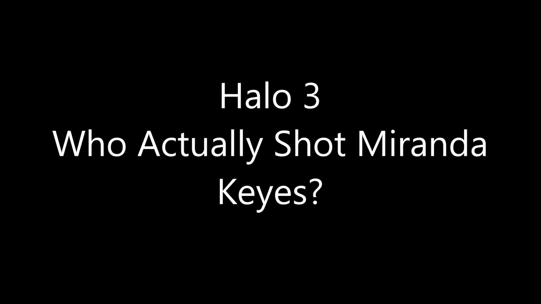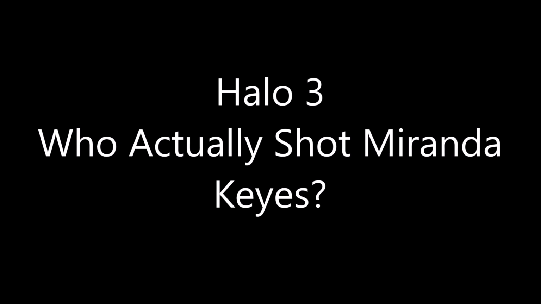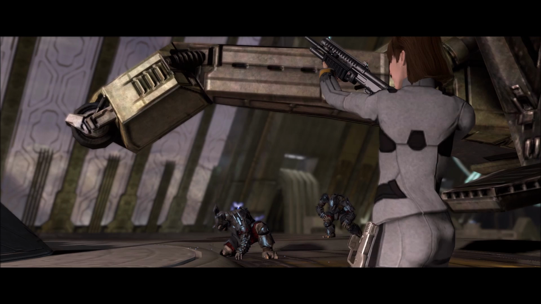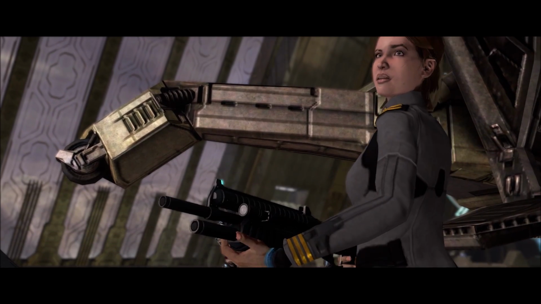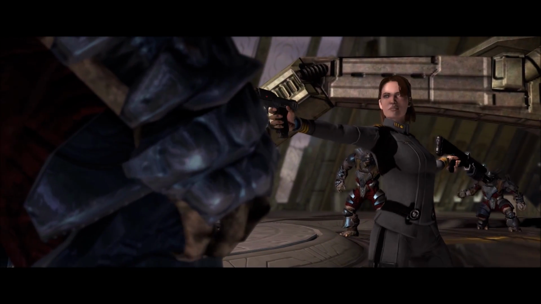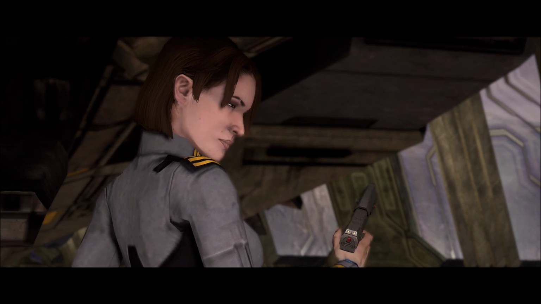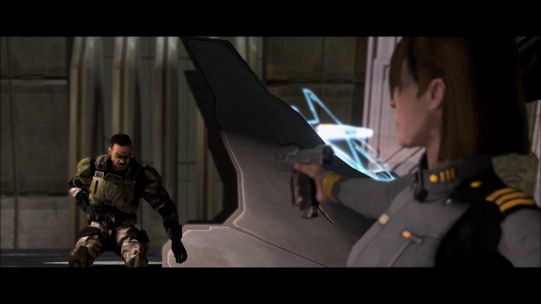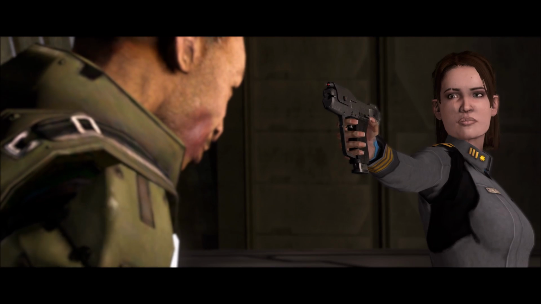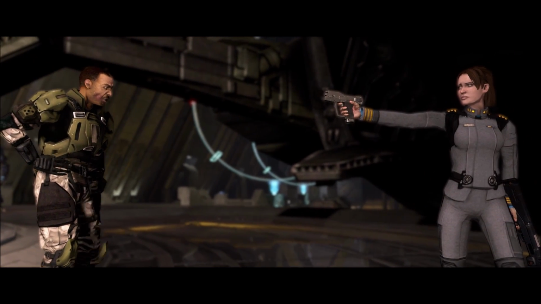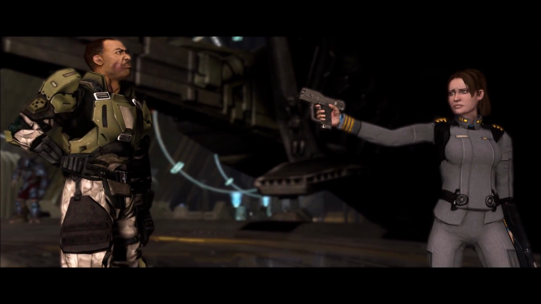How's everyone doing today? So, for today's video, we're going to be tackling the question of who actually shot Miranda Keyes in Halo 3. So, 16-year late spoiler alert, but in Halo 3, towards the end of the mission The Covenant, Miranda Keyes, well, dies. And she dies because she gets shot by a Brood Spiker from, supposedly, the Prophet of Truth.